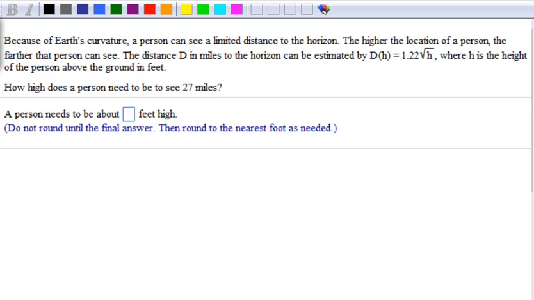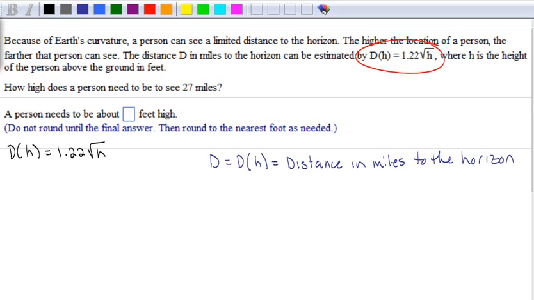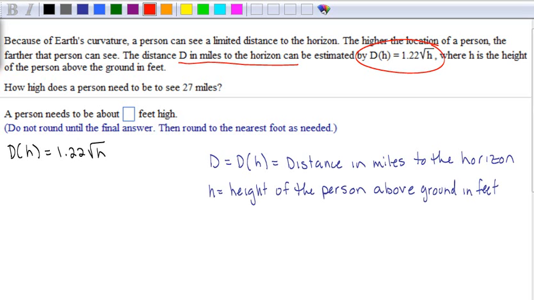d of h equals 1.22 times the square root of h, where h is the height of a person above ground in feet. So in this problem, they're actually giving you the formula. So I am just going to write down that formula. Okay, what do the letters stand for? Well, d, they tell us, which is the same thing as d of h, is the distance in miles to the horizon. And h, they tell us right here, is the height of person above ground in feet.